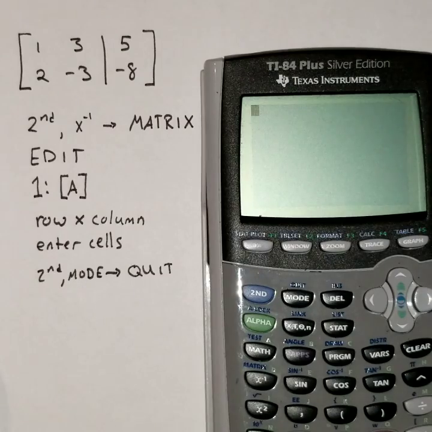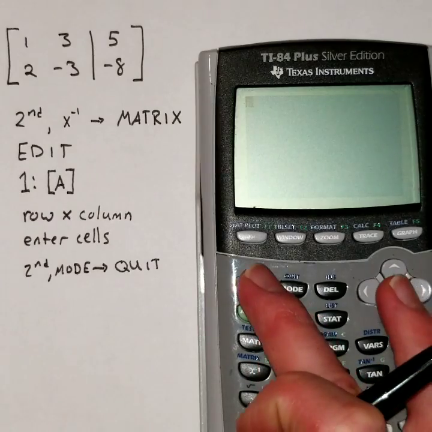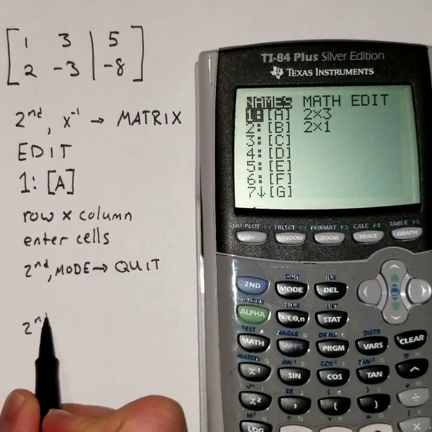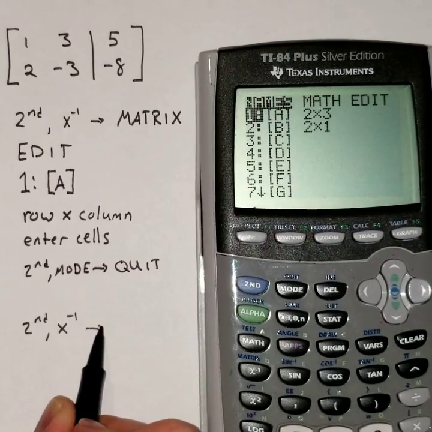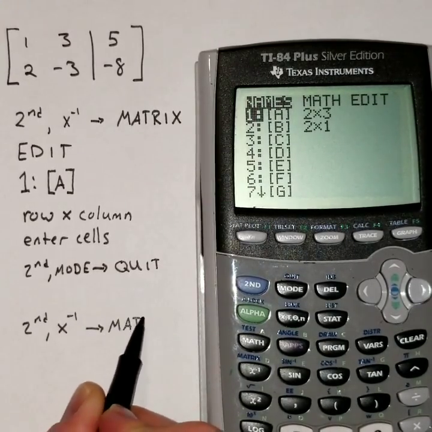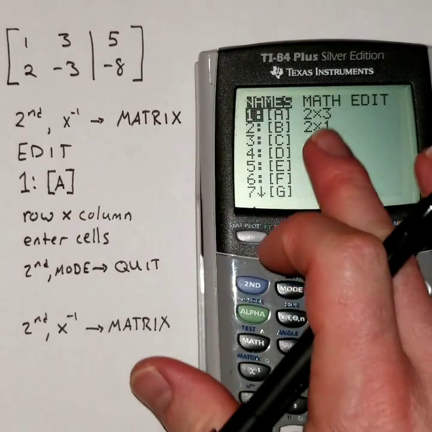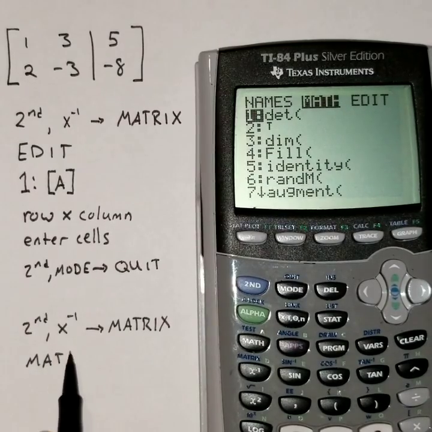Next, we're going to actually calculate the reduced row echelon form. So we're going to go to the matrix menu again: second, the X inverse button to get to the matrix menu. Then you're going to go over to the math menu. This is where we do the operations on matrices.